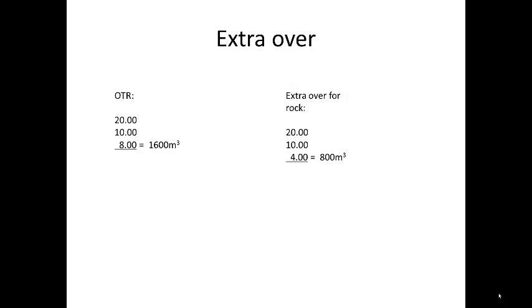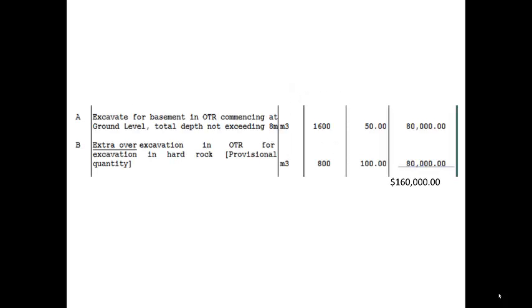The difference comes when we price these. So here's the priced bill. We've still got $50 a cubic metre for our 1,600 cubic metres of OTR. But now the rate for the extra over is only the additional cost over and above the cost in other than rock for excavating in rock. So instead of being $150, it's 150 minus 50, therefore the rate for the extra over is 100. The total price, you'll see, is still the same.